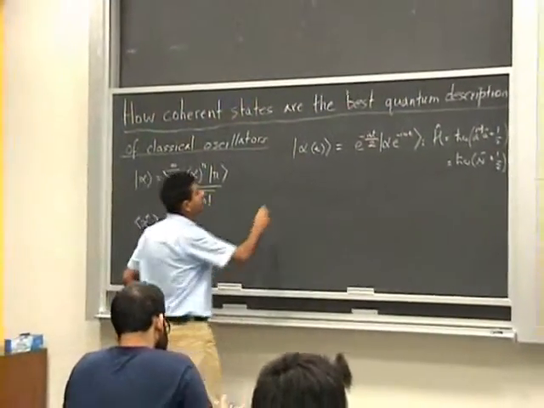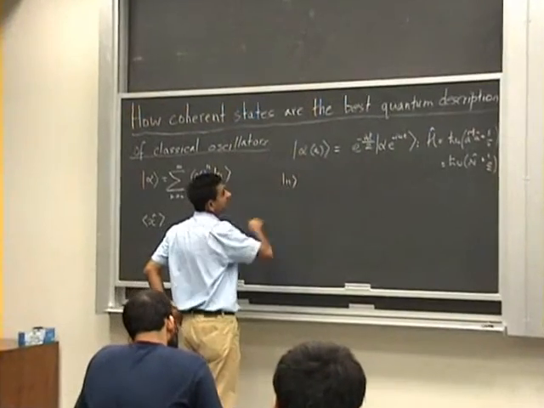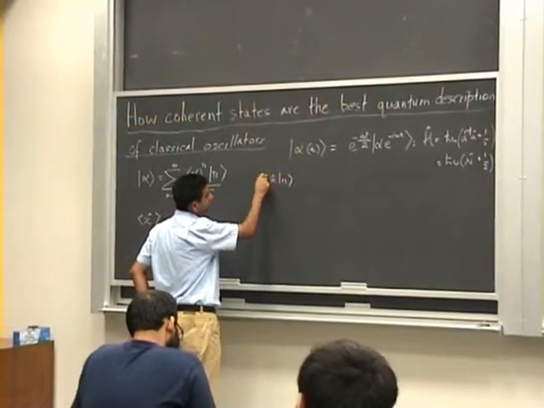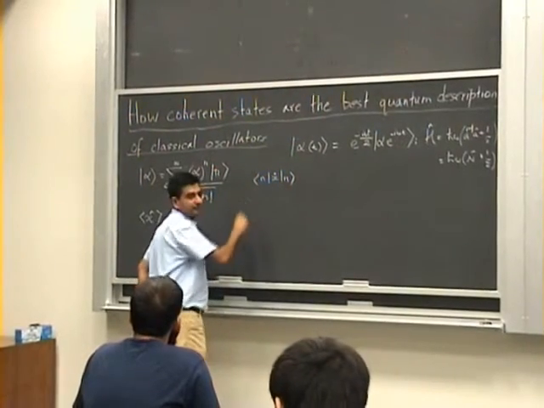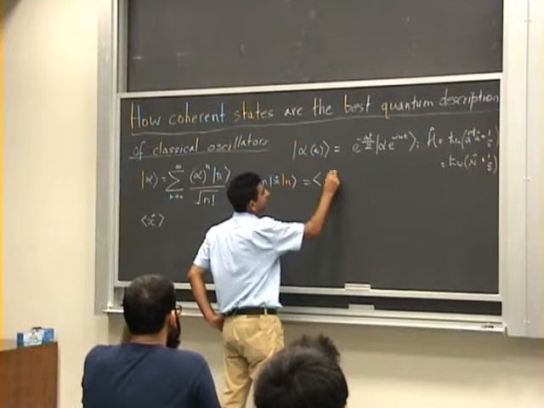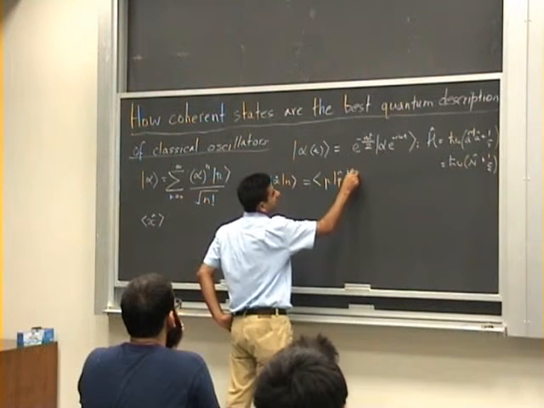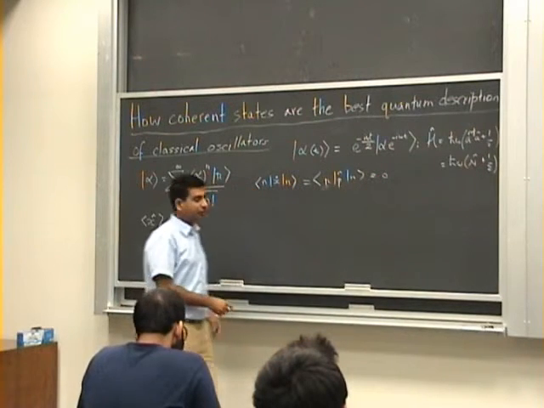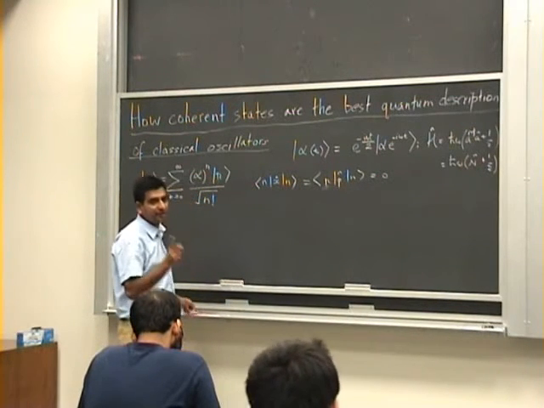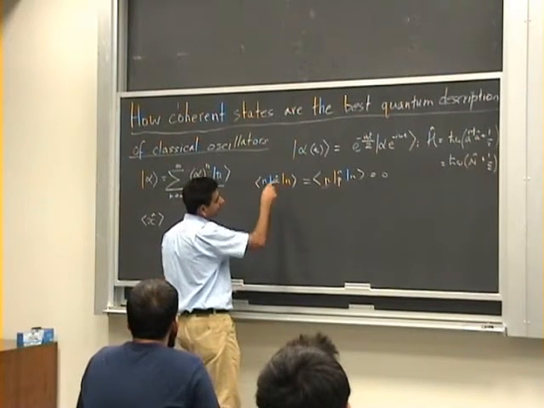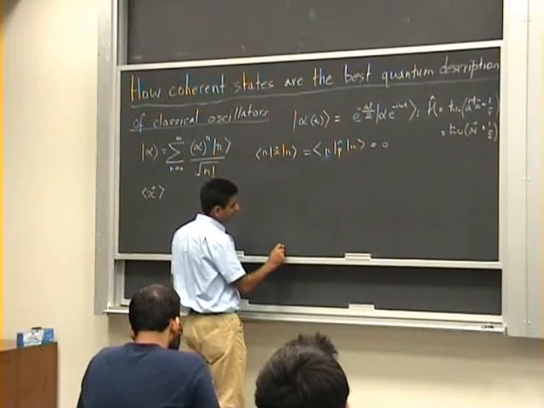Remember that for number states, ket n, the expectation value of x is going to be the same as the expectation value of the momentum operator, and this is 0. So for all number states, which are eigenstates of the harmonic oscillator, the expectation value of the position is 0, and this is something really obvious.